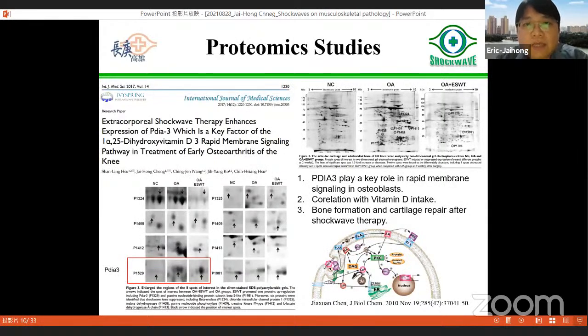So in 2016, we also had a proteomic study, and we used two-dimensional electrophoresis from the healthy control, osteoarthritis, and osteoarthritis after Shockwave therapy. We analyzed the protein and found a significant protein that was expressed after Shockwave therapy. This protein is PDIS3. PDIS3 plays a key role in rapid membrane signaling in osteoblasts. Here you can see the pathway. This protein is correlated with vitamin D intake, and it could be involved in bone formation and cartilage repair after Shockwave therapy.